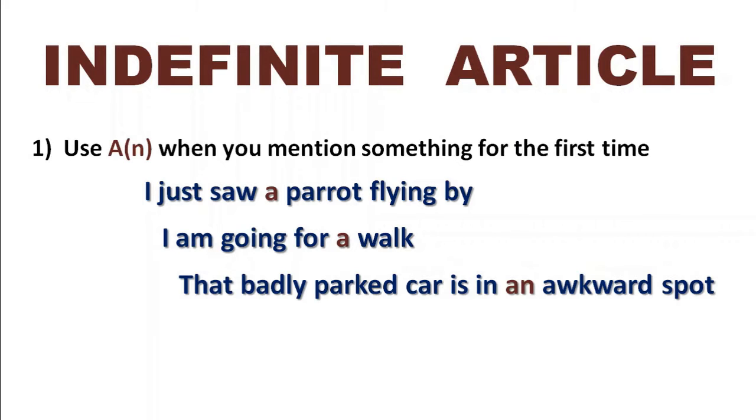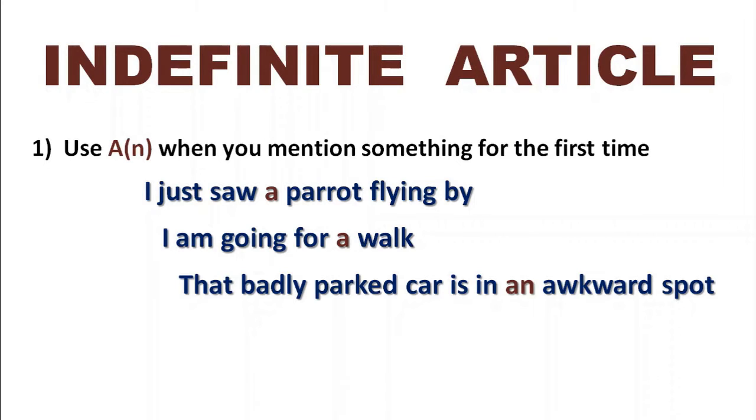Or we might say a longer sentence, something like, that badly parked car is in an awkward spot. Now, the interesting thing here is the noun is spot, and that begins with a consonant. But what we've actually created here is what we call a noun phrase. Awkward is an adjective, an awkward spot. Awkward spot is a noun phrase. The noun phrase begins with the vowel sound o, awkward. So we use an. That badly parked car is in an awkward spot.